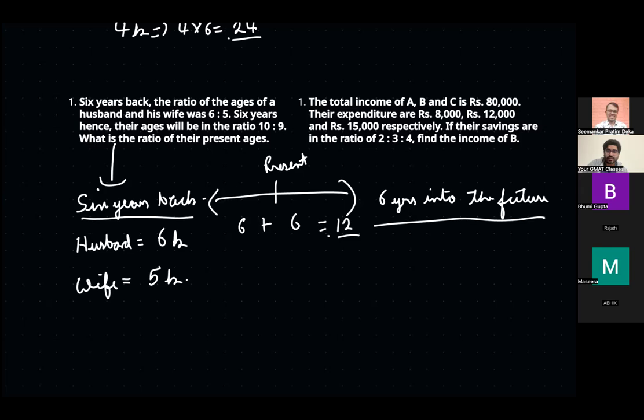Can I say this, class? So can I say that 6 years into the future, the age of the husband would become 6K plus 12, and the age of the wife would become 5K plus 12? Yes or no?